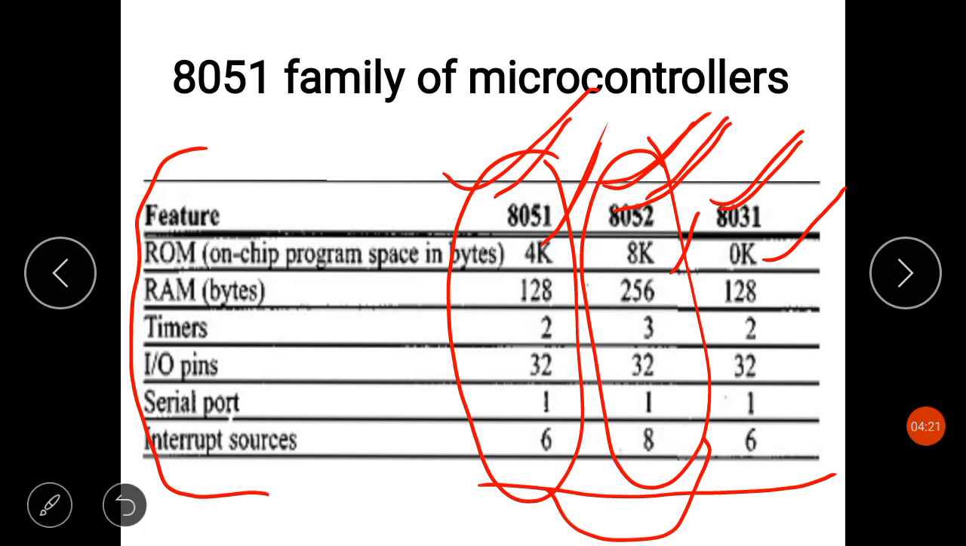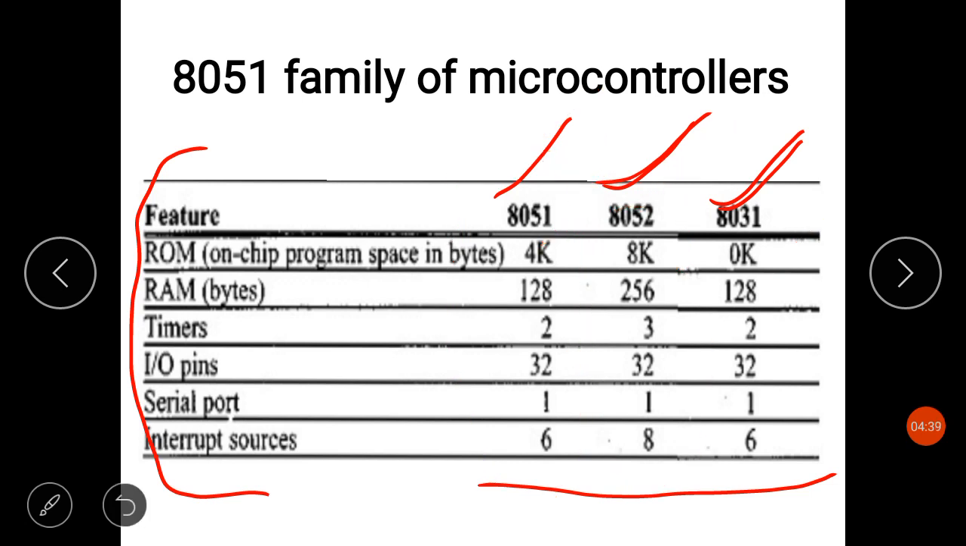To use this 8031 chip, we must add external ROM to it, and this external ROM must contain the program that the 8031 will fetch and execute. Here you can see the features of the 8051, 8052 and 8031, the family of 8051 microcontrollers.